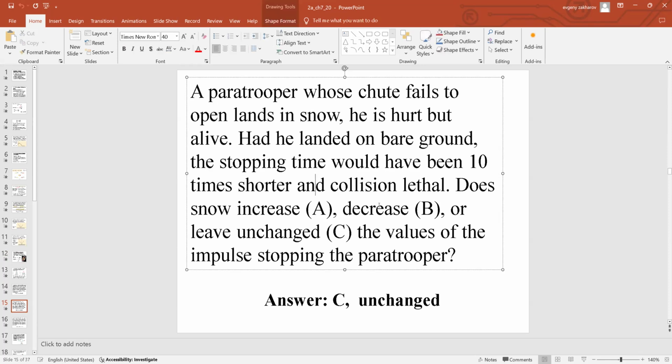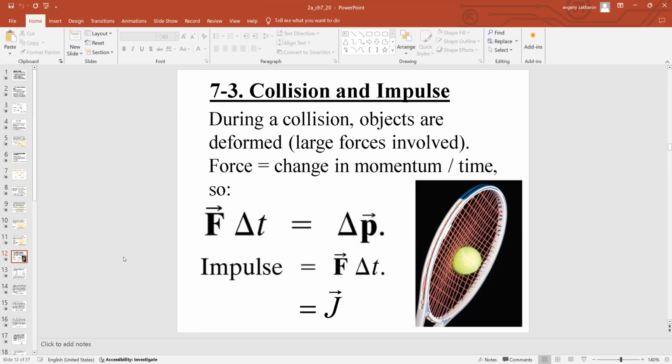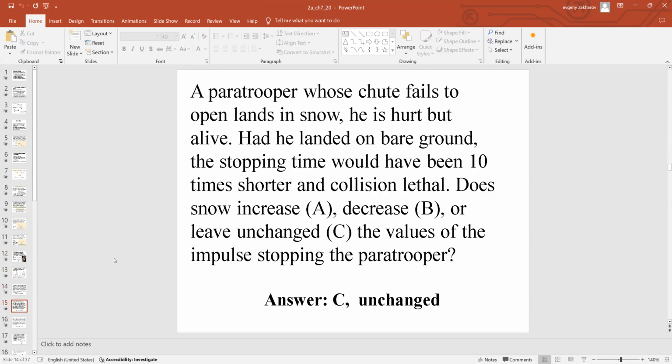Same story. And now, how about the value of the impulse? You say, very easy. Impulse is what? Impulse is defined as change in momentum. And we just figured out that change in momentum is the same for both cases. So if the change in momentum is the same, then impulse is the same. So no change for impulse as well. It's the same change for both cases.